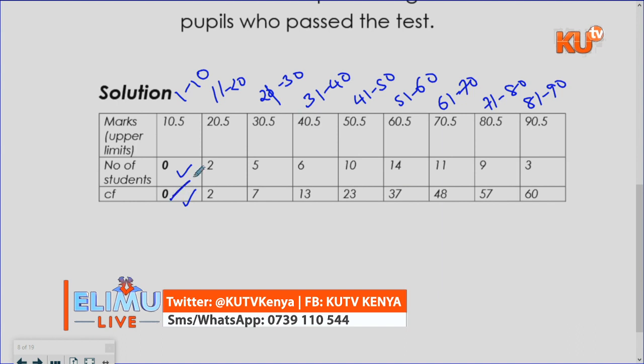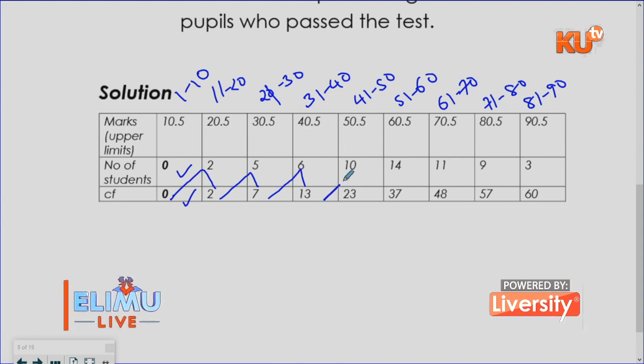The next one now: 0 and 2, what do we get? 2. 2 and 5, what do we get? 7. 7 and 6, we get 13. 13 and 10, 23. 23 and 14, 37. 37 and 11, 48. Like that. You can see what I'm doing. So remember, the last value must tally the number of students that sat for the test.